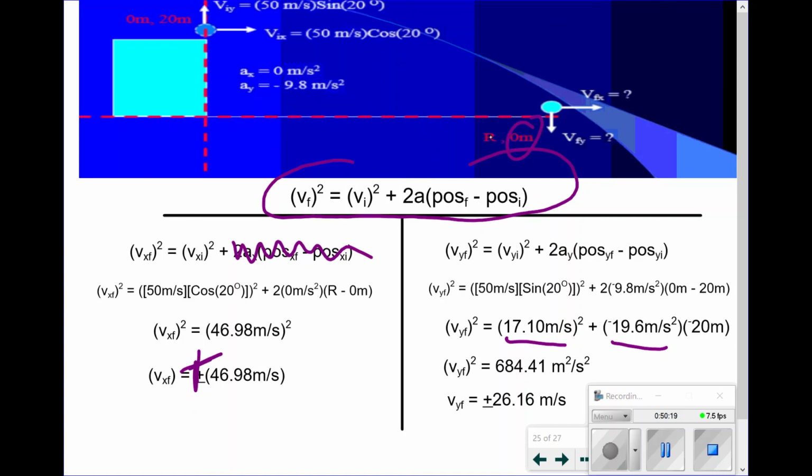Both are possible answers. However, looking at the problem, I can tell that this object can only be going down because it's off of a platform and it's landing on the ground. So I'm going to turn around and say that this is negative 26.16. I have to use my own intelligence and my own awareness of the situation to decide what sign these should be. The time-independent formula never gives you direction. You have to look at the situation and use your own intelligence to determine what that direction is. It's never hard. Anyone who just thinks about it never gets it wrong.